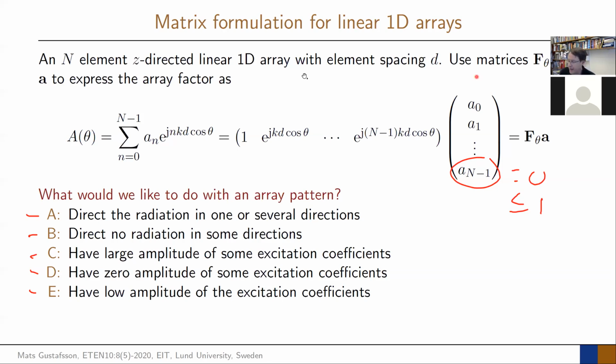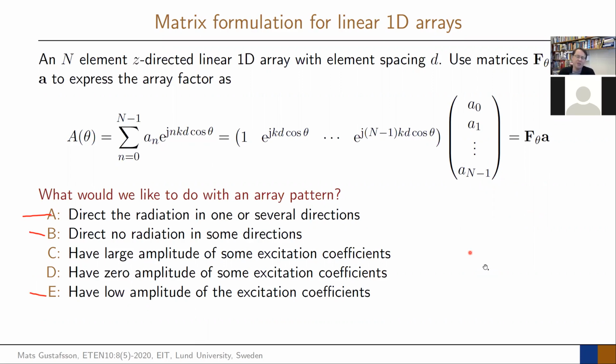But now I should stop this one here so you can see them. But the last case, E here, to have low amplitude of the excitation coefficients, you typically would like to do. So absolutely in these ones, you have A, you have B, and you have D. That is typically what you like to do.